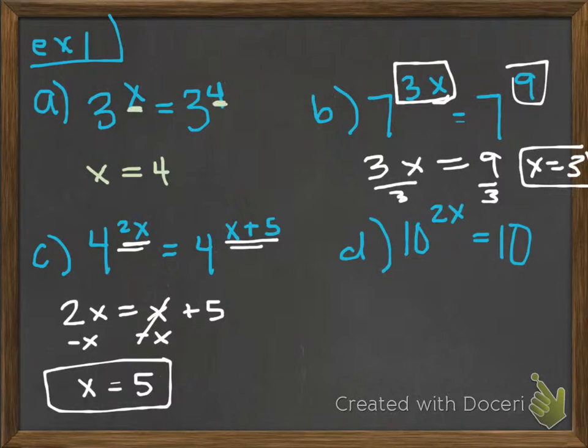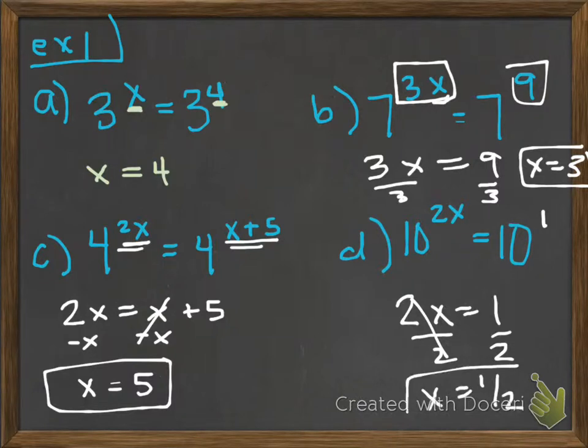Letter D, again, same base on both sides. On the right-hand side, notice there's no exponent, but since there's nothing written there, it's implied to be a 1. So 2x equals 1. Divide both sides by 2, so x equals a half. Again, as long as you have the same base, you can set your exponents equal.